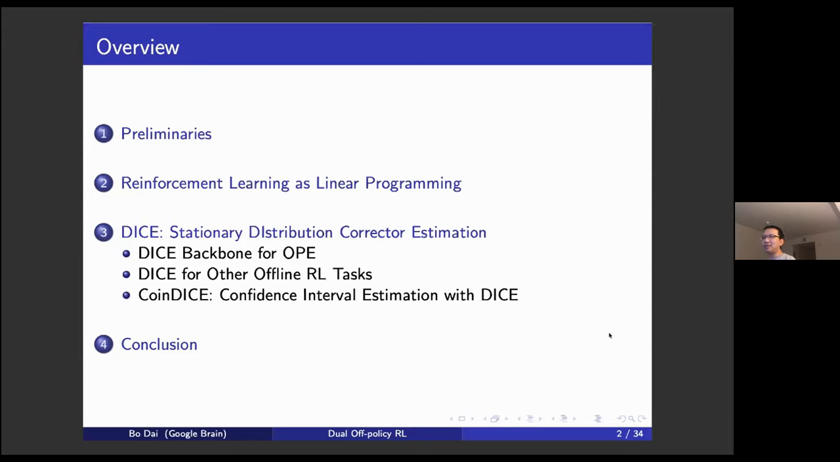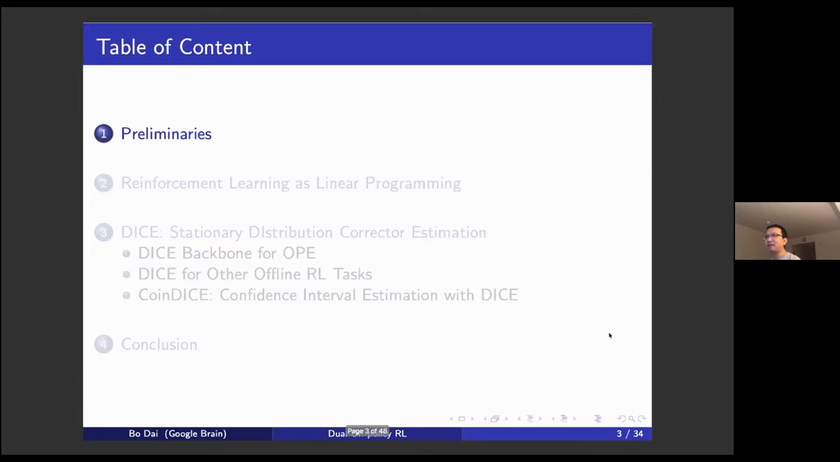And in today's talk, I will basically focus on the first and the third part, which is doing off-policy evaluation and confidence interval estimation with DICE. But if time permits, I will also talk about how we can use this DICE framework to solve other offline RL tasks, like policy improvement and imitation learning and so on and so forth. And finally, I will give a conclusion. Okay, let's start the first part.